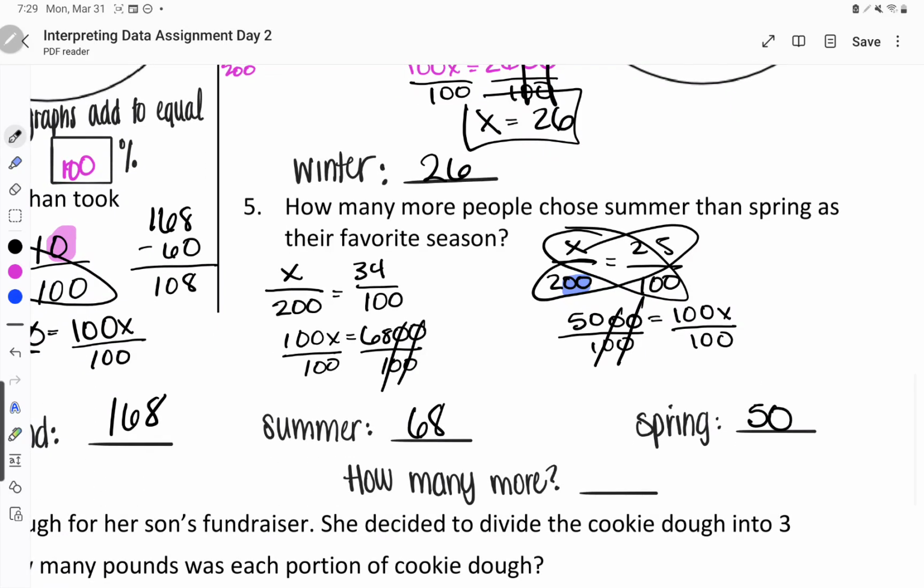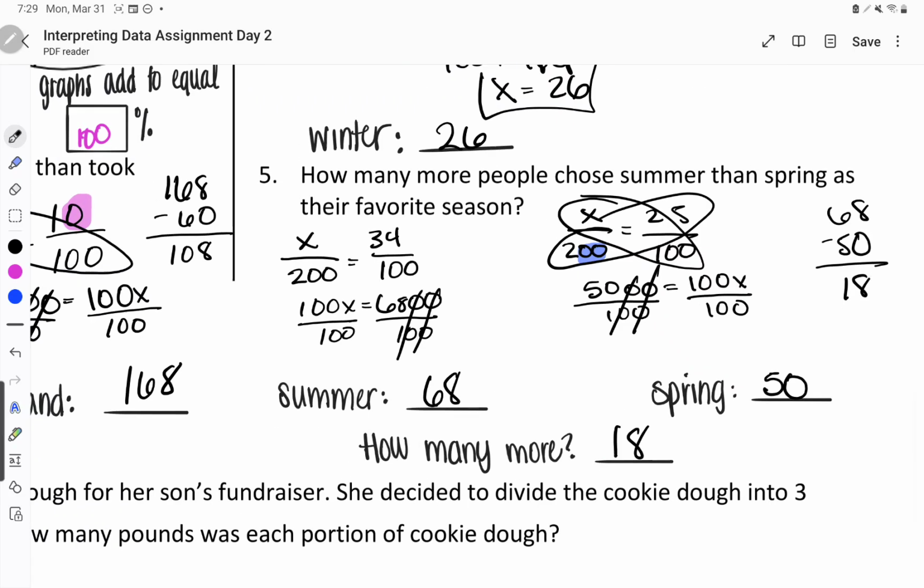And it says how many more people. So how do I figure out how many more people? I subtract. So I do 68 minus 50, and that gives me 18.